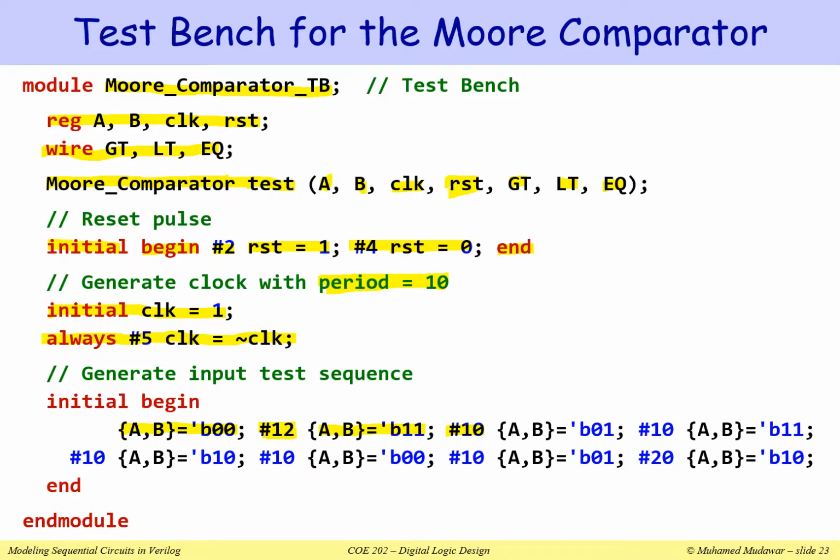I'm going to change it here to 0, 1, so A will be equal to 0 and B equal to 1. Then to 1, 1, which means A is equal to 1 and B equal to 1, and so on. So we can apply an input test sequence for A and B, and then we can watch the values of greater than, less than, and equal. We can also observe the transitions between the states. That's how we write the test bench.